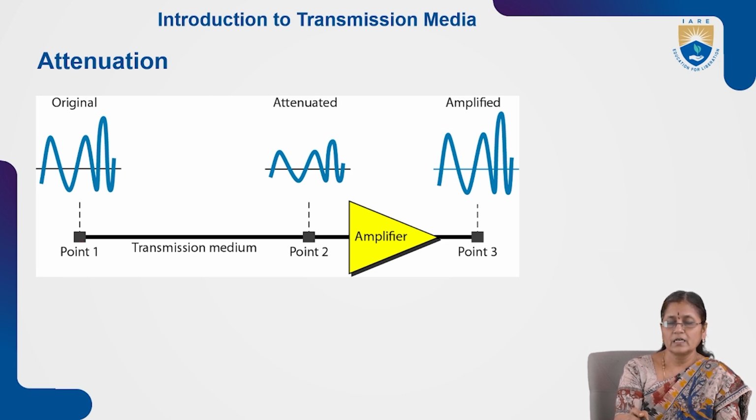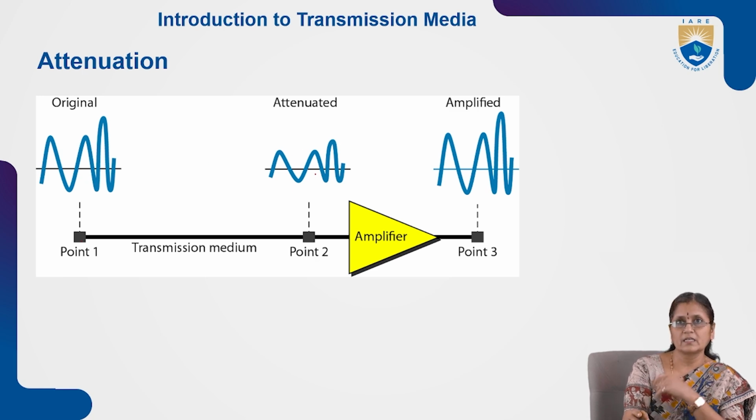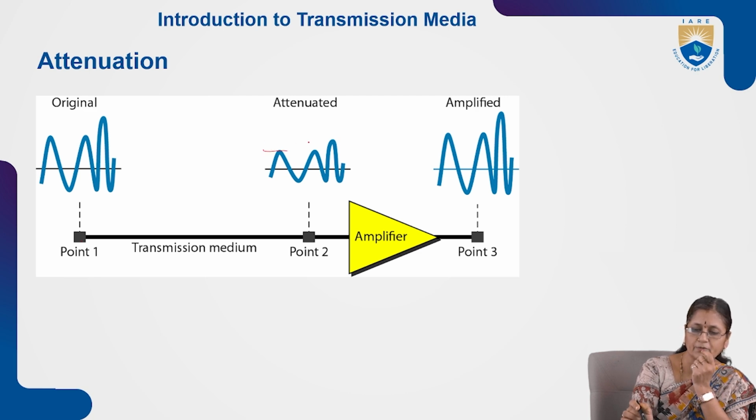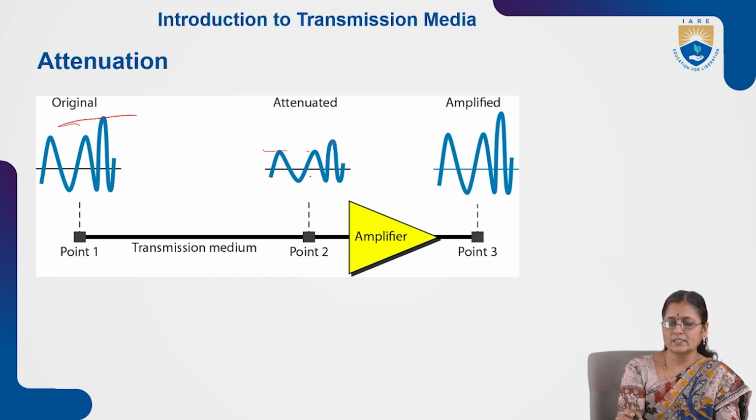You observe that there is a change in the signal. What we get at point 2 is a weak signal. As you see here, the amplitude of the signal is reduced compared to the original signal. After attenuation, the signal amplitude is reduced.